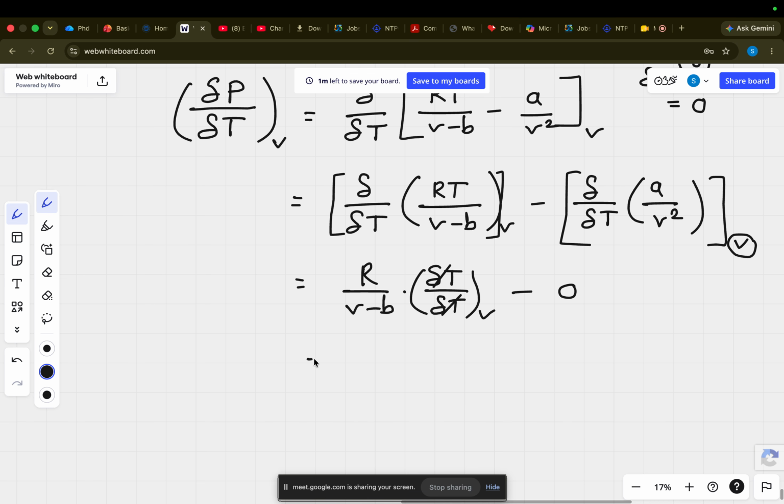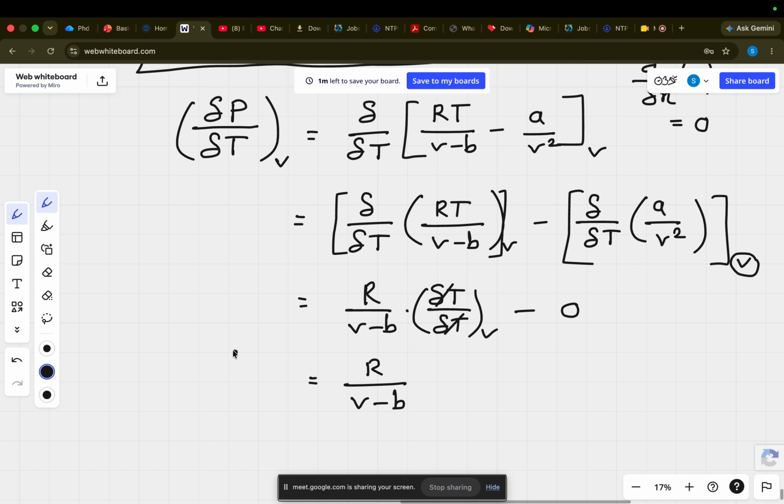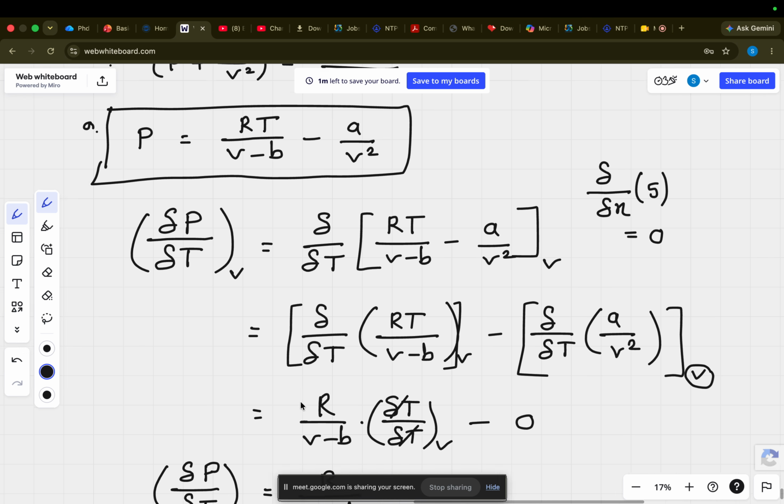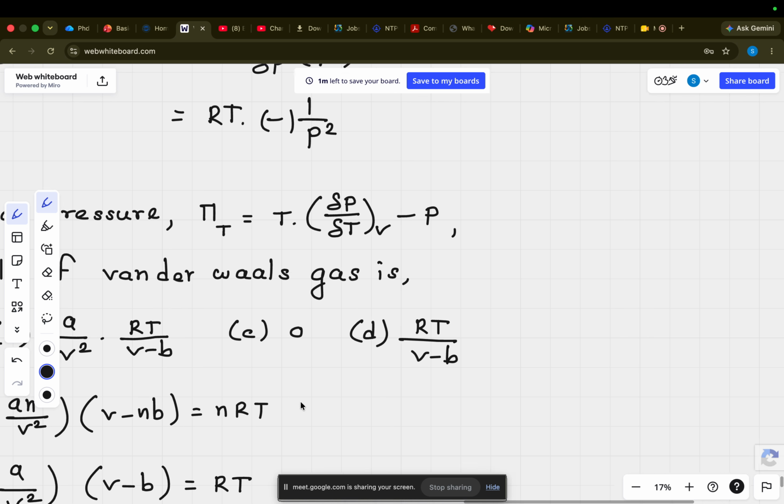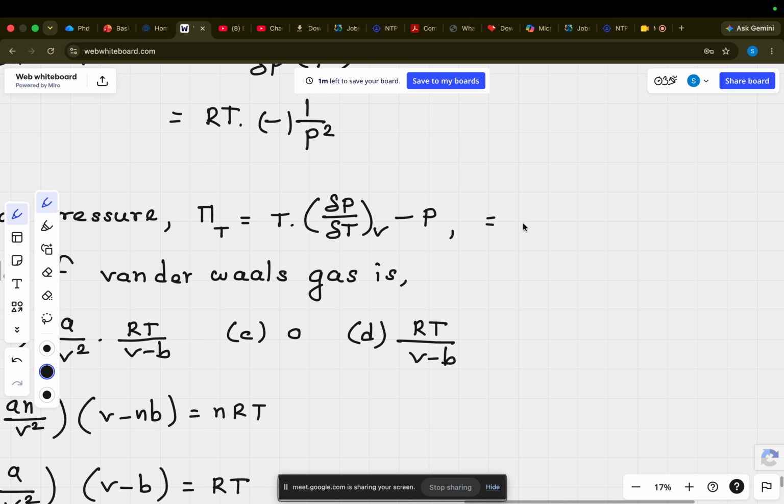So what are we getting? R divided by V minus b. That is the value of del P by del T at constant V. Now put the value here. We have this equation, right? So put the value. T into what is the value we are getting? R divided by V minus b, minus P.